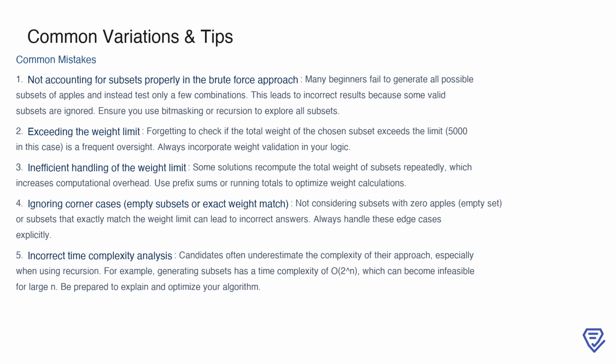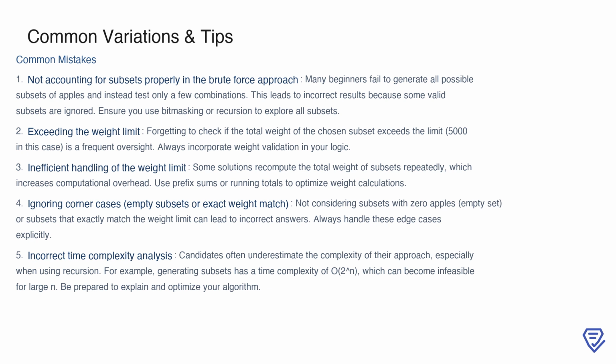To ensure completeness, you can use techniques like bit masking or recursion to systematically explore all subsets. Another common oversight is failing to check if the total weight of a subset exceeds the weight limit, which is 5,000 in this problem. This validation is critical and should be integrated into your logic. Additionally, inefficient handling of weight calculations can hurt performance.